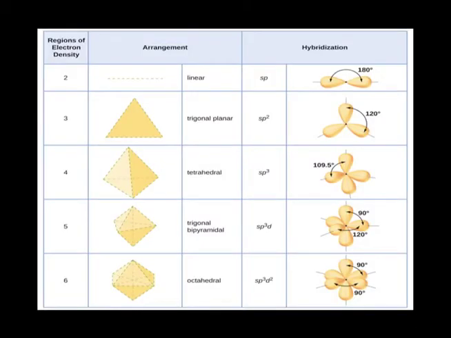We now understand that an atom will hybridize some of its atomic orbitals in order to make the hybrid orbitals necessary to form covalent bonds. The number of atomic orbitals that are hybridized will depend on the number of electron domains surrounding the central atom, and the resulting arrangements of the hybrid orbitals will match the geometries predicted by valence shell electron pair repulsion theory.